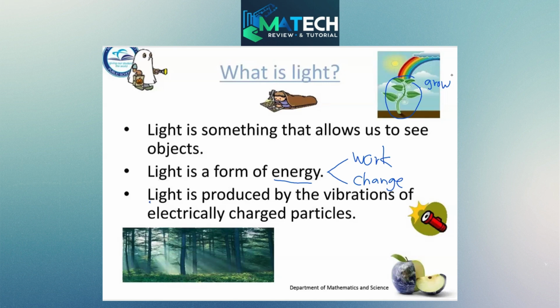Another definition of light is that it is produced by vibrations of electrically charged particles. So light can be produced by electricity. For example, the light bulb, right? The light bulb cannot produce light if there's no electricity. So they need electrically charged particles.